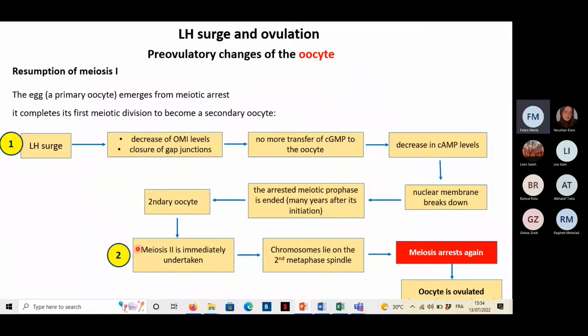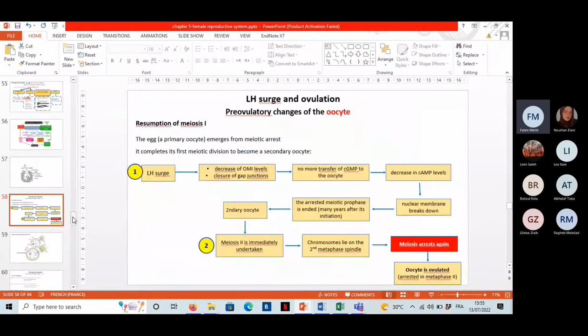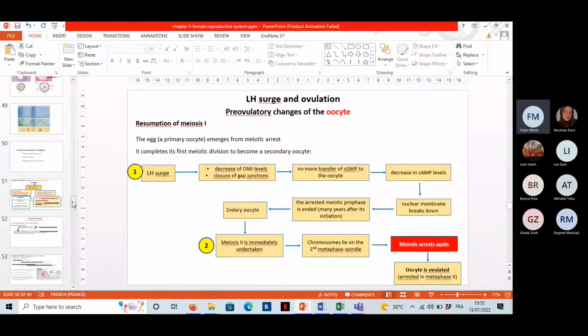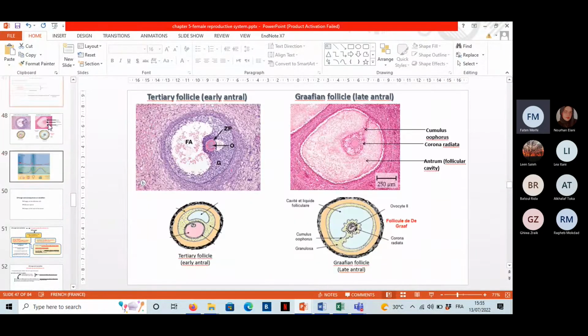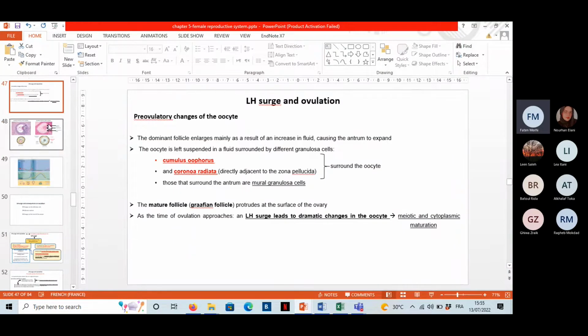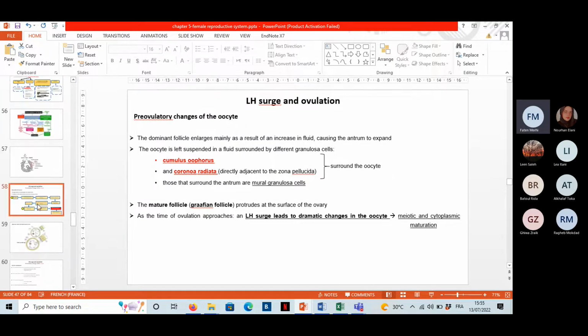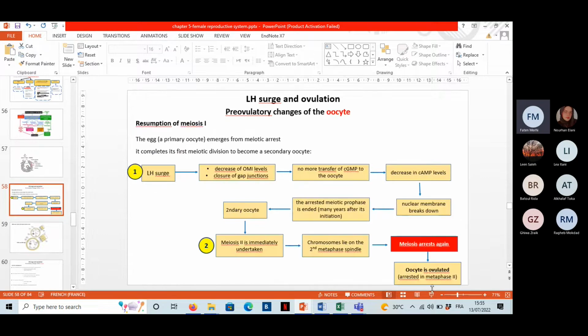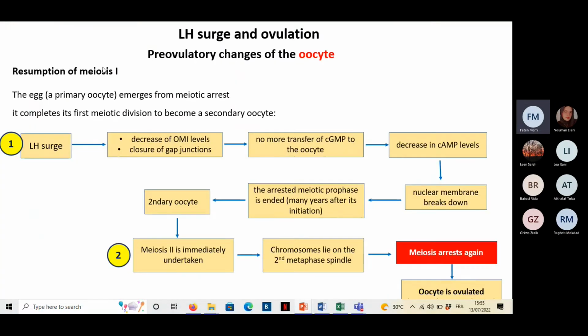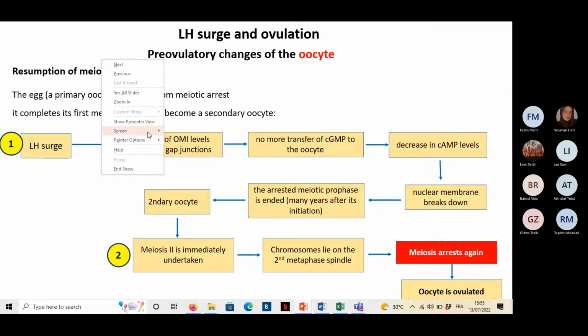Now, what are the changes at the level of the oocyte? We were talking about the changes at the levels of the follicle. Maybe I have missed a point. Okay, no, we have talked about all of these details. Now we will talk about the modifications at the levels of the oocyte.